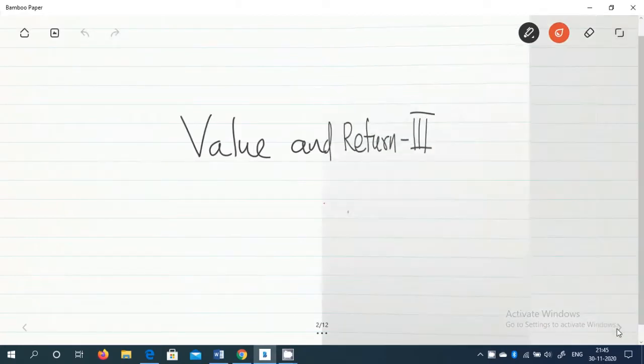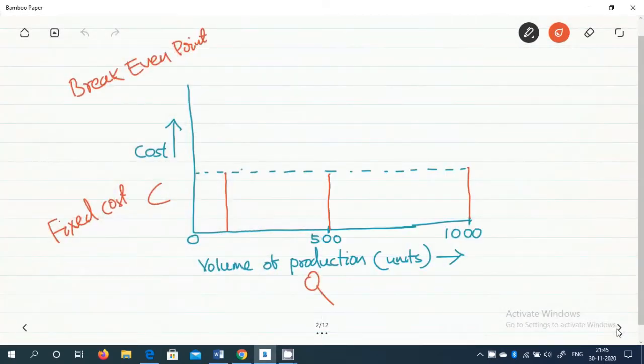In this one we'll discuss the break-even point. We'll discuss fixed cost, or the capital expenditure: long-term investment in fixed assets like purchase of land, construction of buildings, or purchase of machine equipment.